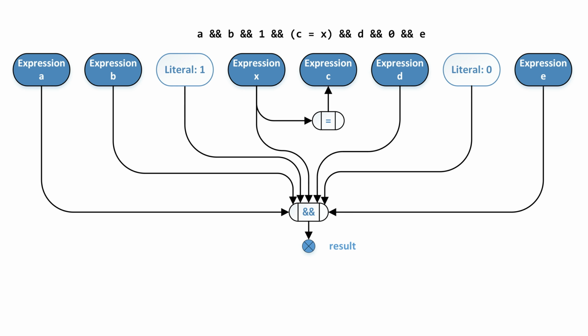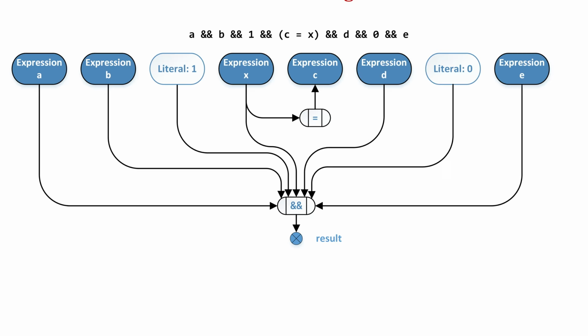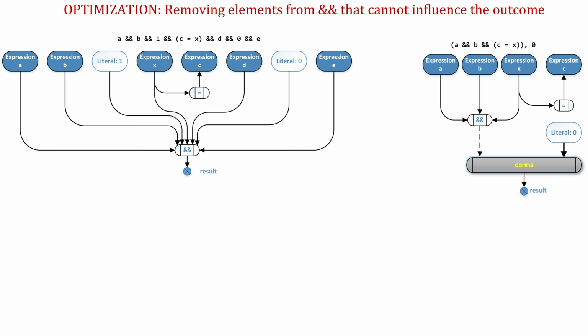The value of E was never checked because the literal 0 that preceded it meant that nothing that comes after it is evaluated. Also, because of the presence of the 0, we know the AND expression always returns 0 in this case. Technically, all of these expressions that we evaluated were useless. We can optimize the expression like this. The literal 1 expression was deleted because that cannot contribute to the result in any manner. E was also removed because it was never evaluated.